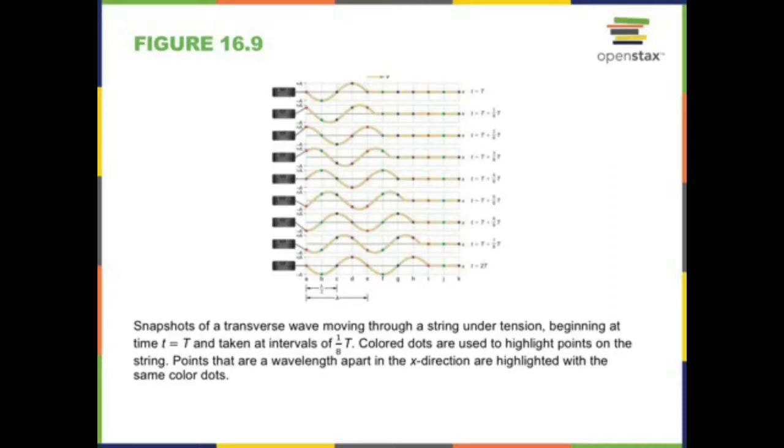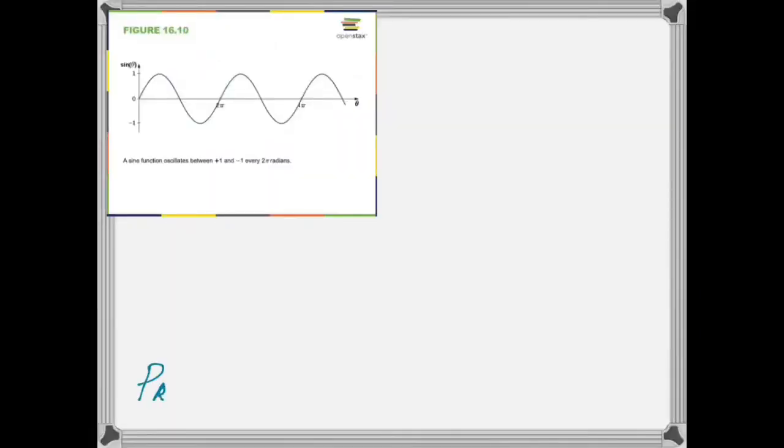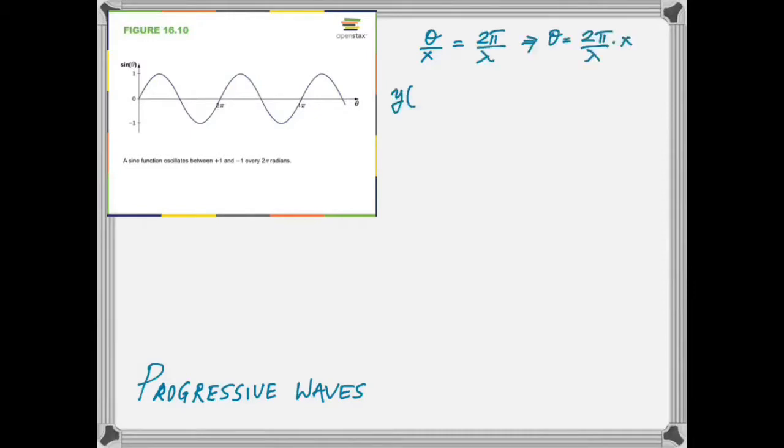Therefore, if we are looking at an angle theta and the distance is x, the ratio theta by x should give us 2 pi by lambda, because 2 pi is the angle for wavelength lambda. So theta by x is equal to 2 pi by lambda. Now this is an important relation between theta, which is the phase, and x, which is the path. So to get the phase, you multiply the path with 2 pi by lambda.